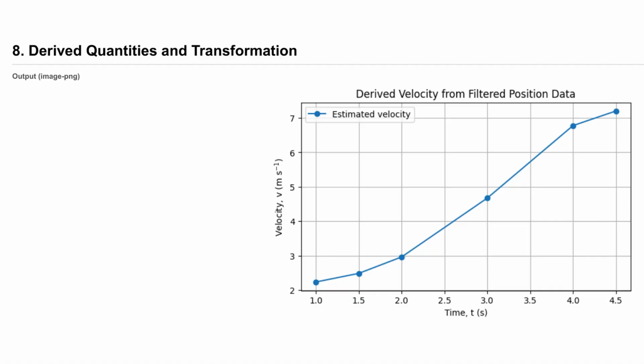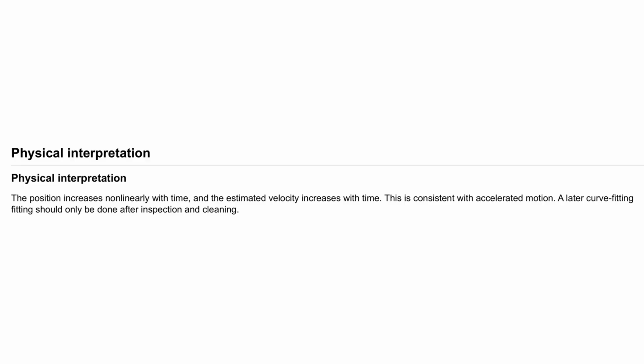This confirms our physical intuition from the position graph that the object is undergoing accelerated motion. Visualizing both position and velocity gives us confidence that our data is clean and our derived quantities make sense. Only after this validation should we attempt any serious curve fitting or parameter extraction.